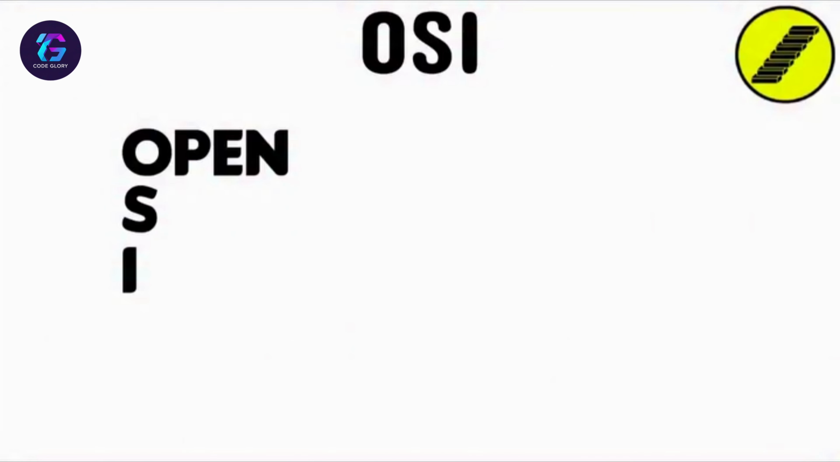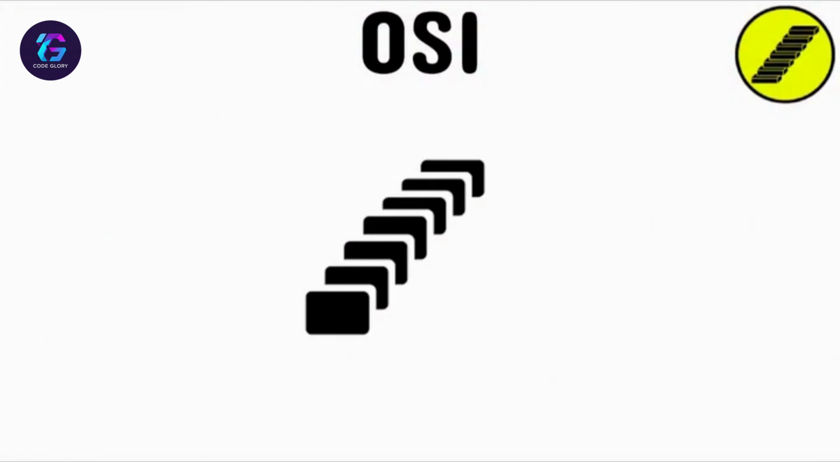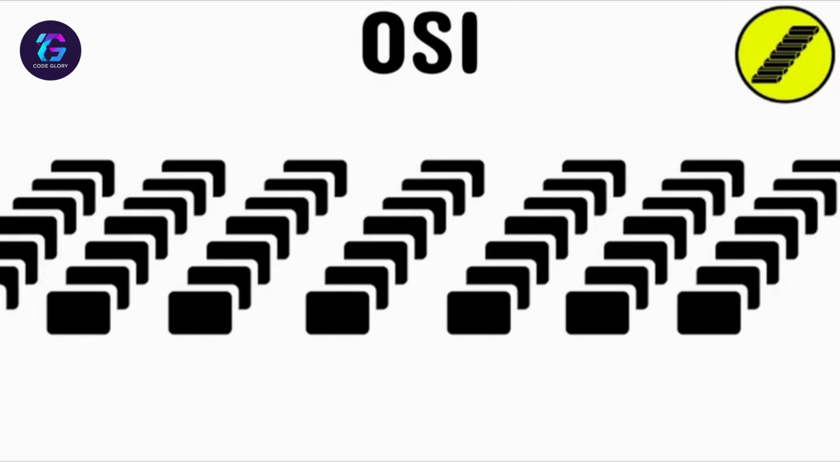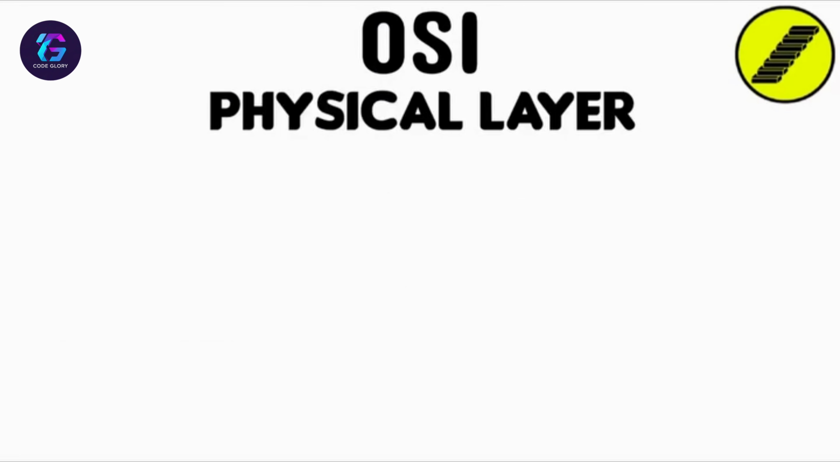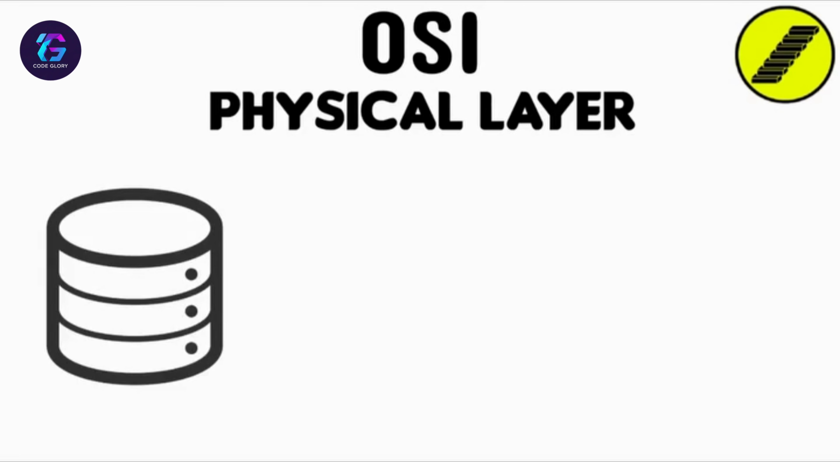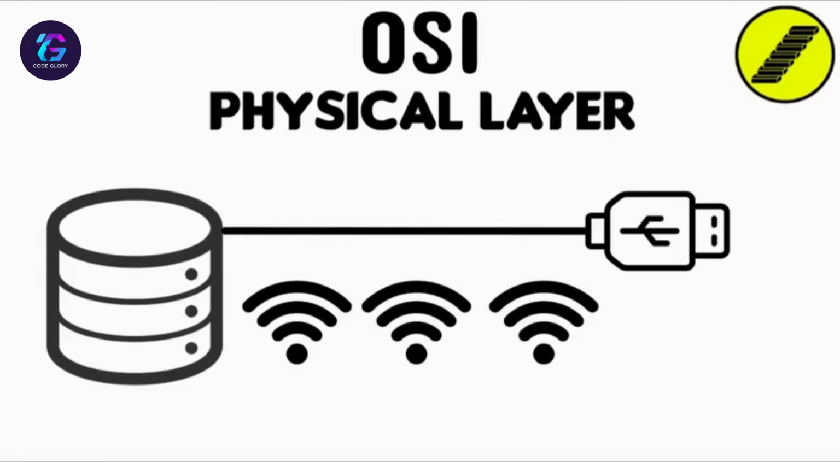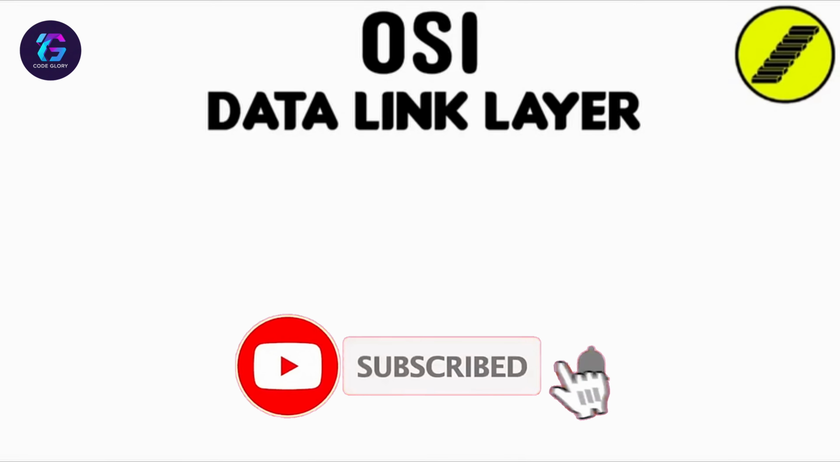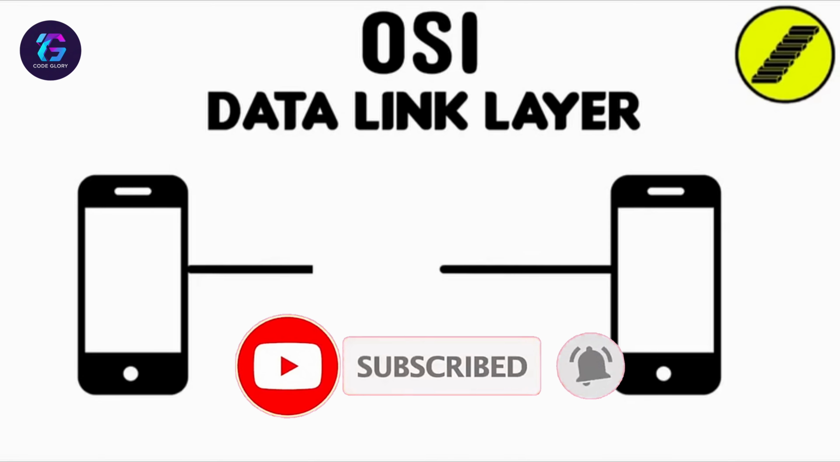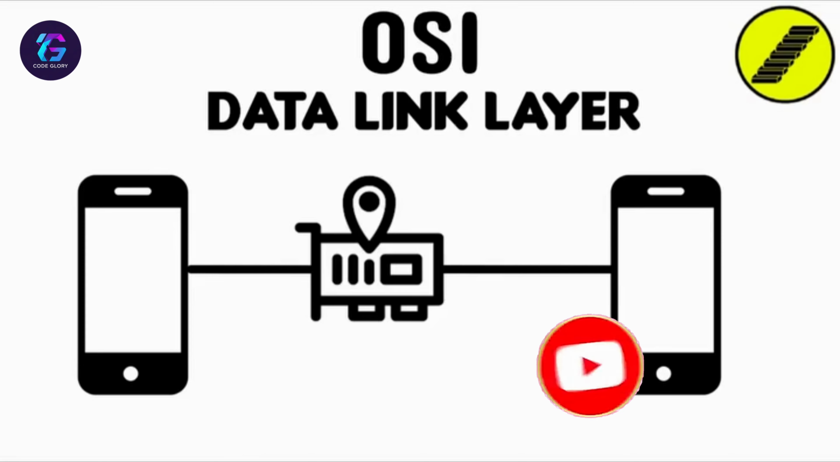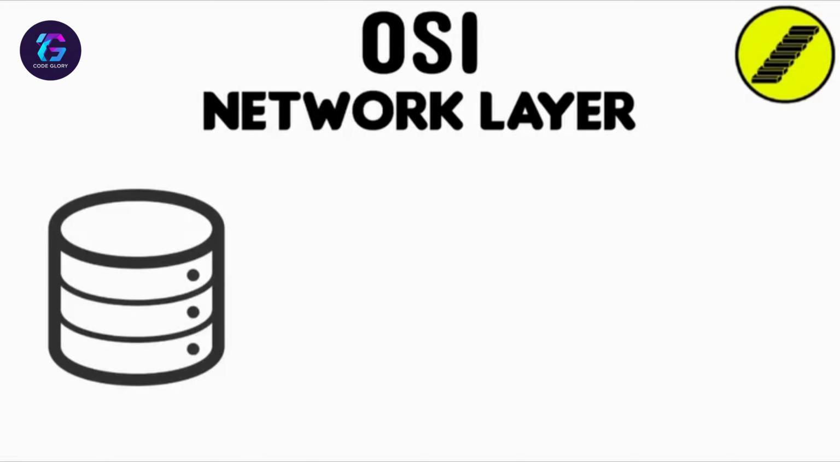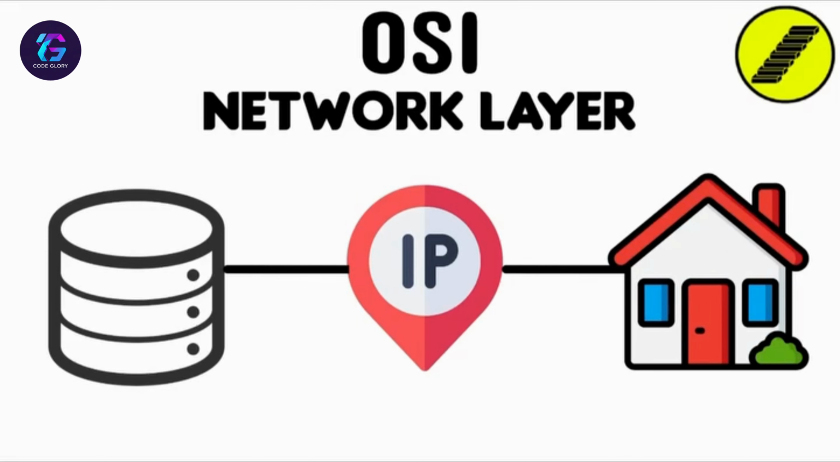OSI Model, Open Systems Interconnection Model. The OSI model is a conceptual framework that divides network communication into 7 layers. Physical layer deals with the physical transmission of data over media like cables or wireless signals. Data link layer ensures reliable communication between two devices by managing MAC addresses and data frames. Network layer routes data to the correct destination based on IP addresses.